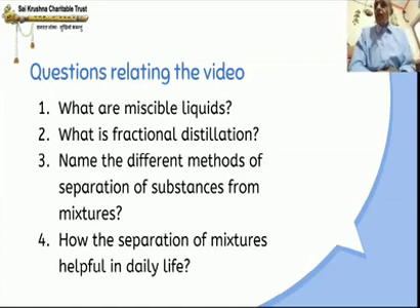Okay. So I want every one of you to answer all these questions. Read the whole lesson, and with this, the lesson titled Separation of Substances from Mixture is completed. Now you have to read this chapter thoroughly and revise as many times as possible, so that you can answer the questions on this topic easily when asked in the examination.